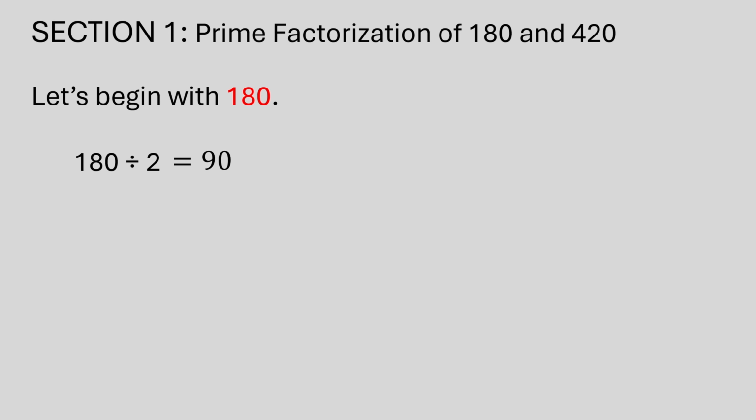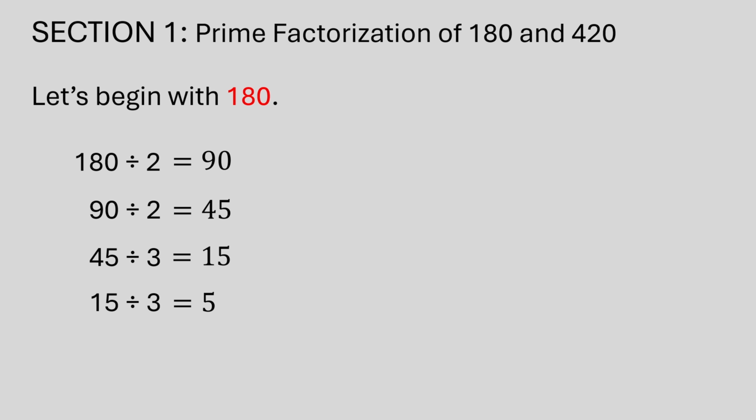Section 1. Prime factorization of 180 and 420. First, we write each number as a product of its prime factors. Let's start with 180. 180 divided by 2 is equal to 90. 90 divided by 2 is equal to 45. 45 divided by 3 is equal to 15. 15 divided by 3 is equal to 5. 5 divided by 5 is equal to 1.